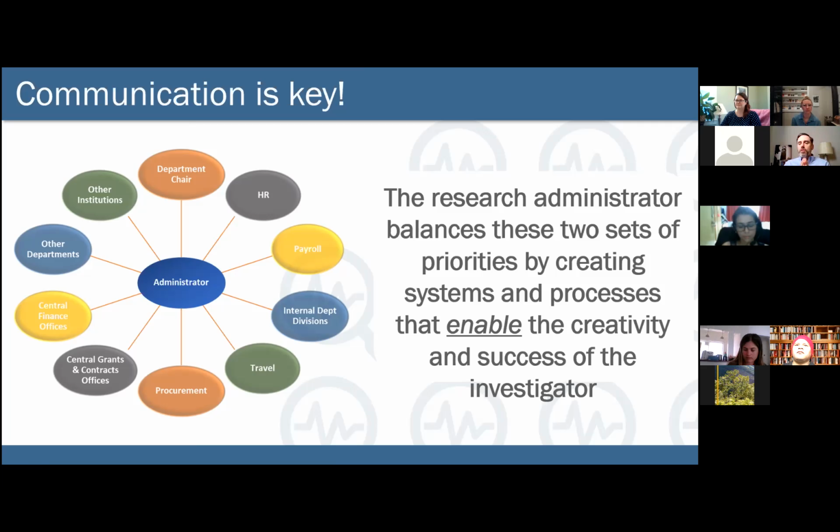So they should be the central point of contact. The investigator has questions about any of these areas, payroll, HR, grants and contracts. Hopefully they can go to their administrator to get answers to their questions. And even if the administrator doesn't know the answers, they know where to get the answers, right? They know where to find out this information. And so the model that we talk about is the administrator is the first point of contact for the investigator, right? They support them and they can get them answers to these kind of compliance questions as they arise.